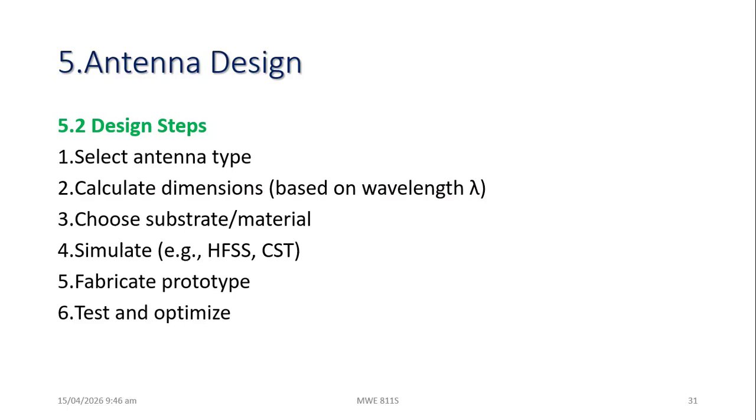Again, after that, choose the substrate material. This is very common, especially for patch antennas. Choose the substrate or material to be used. And then you may want to simulate this first before you actually fabricate a prototype. In fact, in a design, you first simulate. That's why you need to know some of the simulation software such as HFSS, CST, and many others that can be used to simulate. So you simulate and you see the design on a computer.